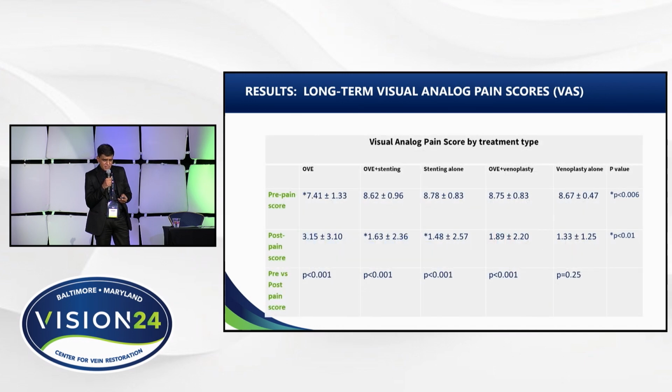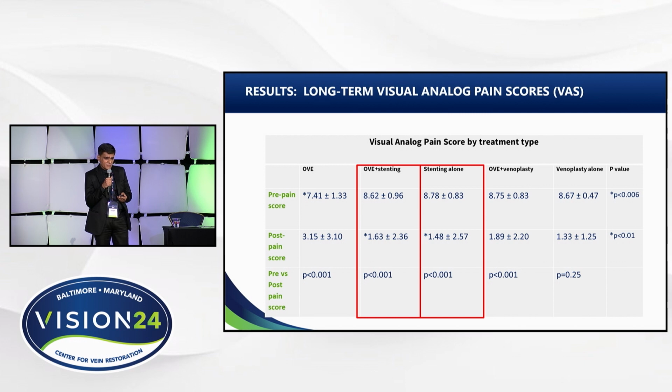So I just put this slide because this is the original visual analog pain score outcomes from the Santoshi trial. I just wanted to show how we were able to replicate this with stenting alone in those patients. Those patients had a pre-procedure score of about 9 and improved to 1.5. This was a 6-month outcome. And with ovarian vein embolization and stenting, it was 8.6 to 1.6. And embolization alone had slightly less improvement, 7.4 to 3.15.